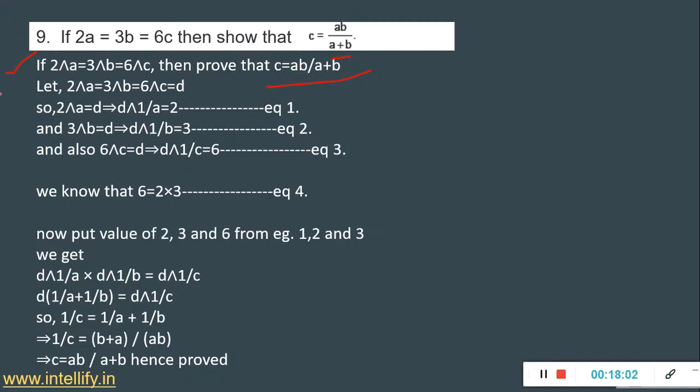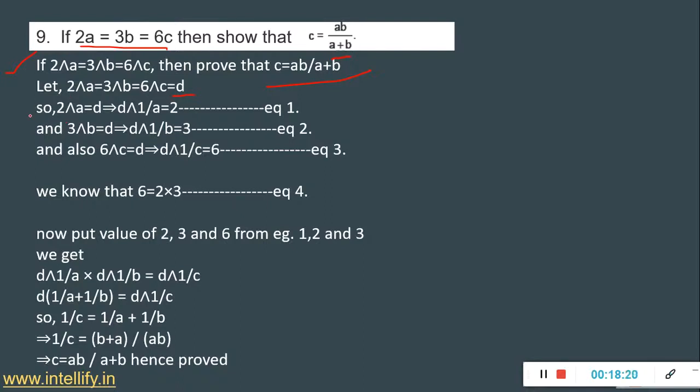Again, in this type of question, where we have given some equation like this, where all values are equal to each other, like 2a is equal to 3b is equal to 6c, then we will take a constant term that is equal to all this value. Like in this, we will take a coefficient d, which will be equal to all this.